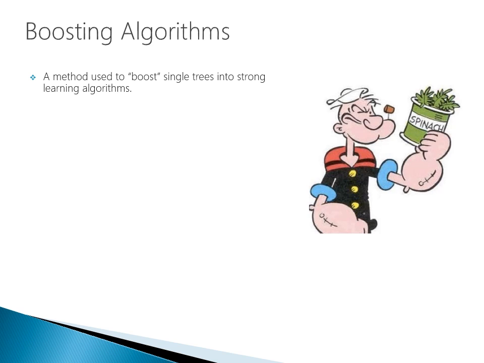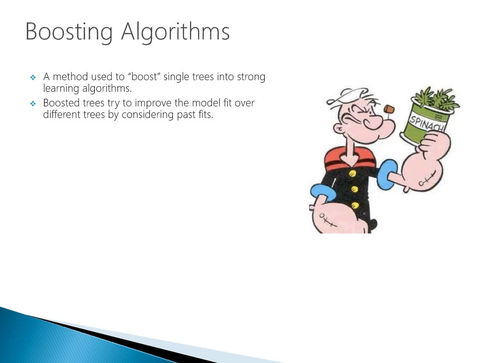First, I'd like to talk about boosting algorithms, a method used to boost single trees into strong learning algorithms. One way I like to think about this, or visualize it, is Popeye eating his can of spinach. So Popeye is the decision tree here, and he's going to eat some magical substance, and all of a sudden he's going to be a really strong tree.